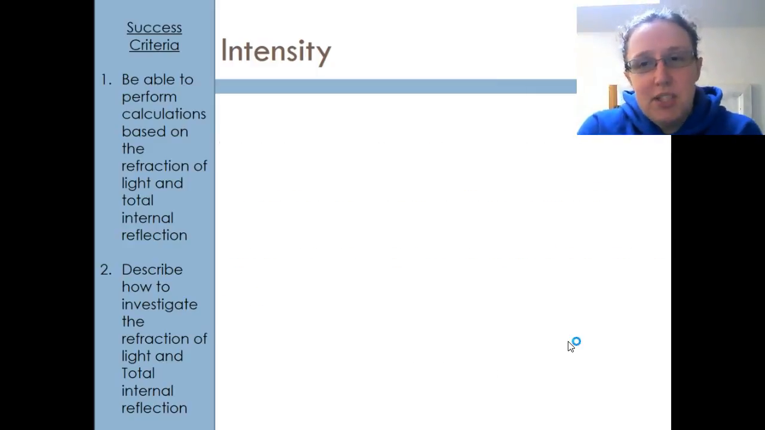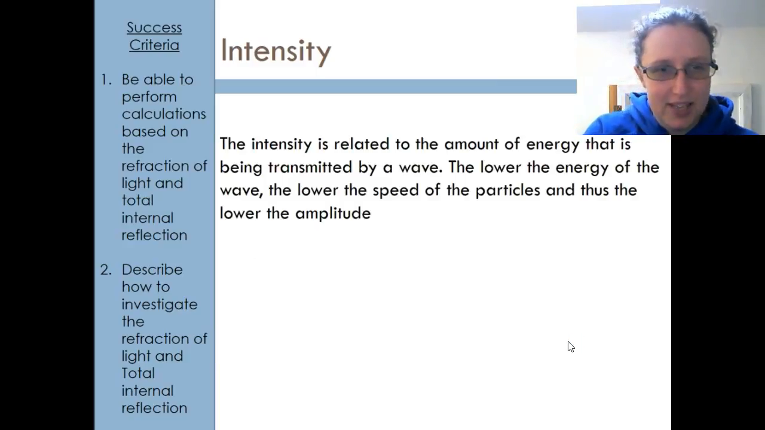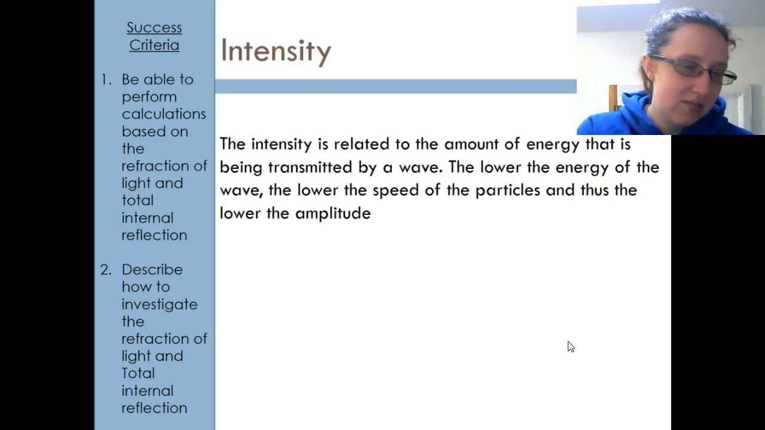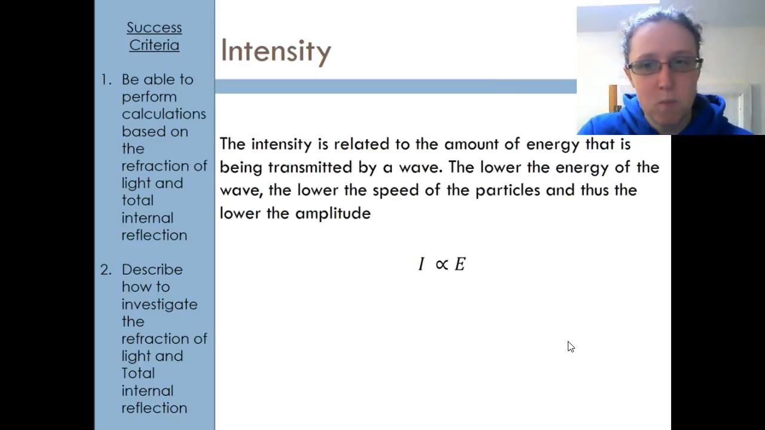Right, the other thing we need to know about intensity is how it's related to amplitude. So intensity tells us about how much energy there is. If there's less energy, it means the particles are moving slower. If particles are moving slower, that means the amplitude of the wave will be smaller because they've got the same time to do the number of oscillations, so they're not going to travel as far, so the amplitude gets smaller.